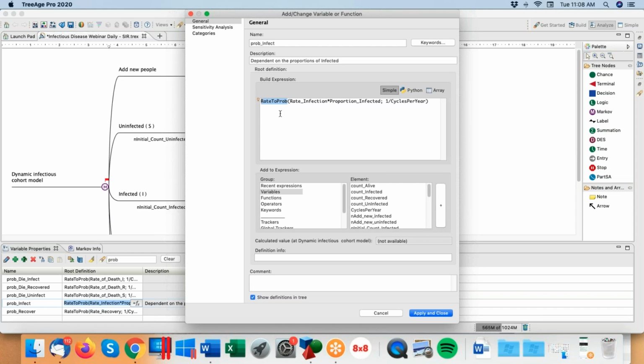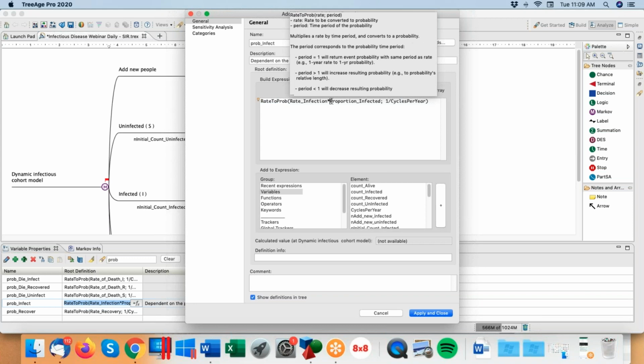That's not really unique to this kind of model. What's really important to this kind of model is this proportion infected, this element right here. The rate to prob is just taking that rate and applying it to my daily cycle. This rate infection is a function of the contagious nature of the disease. Now, I don't know what that rate is for COVID or any other disease. I just made one up to illustrate the point.